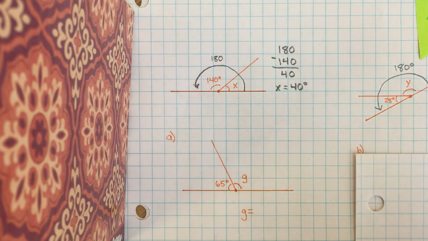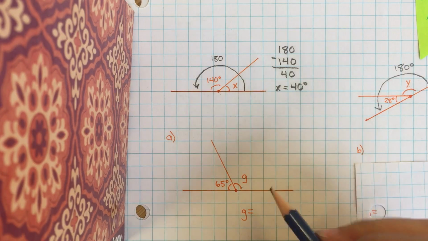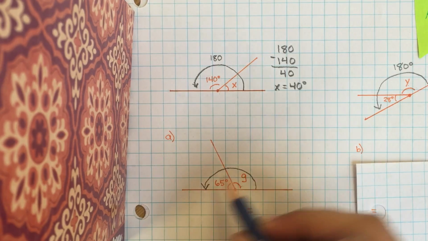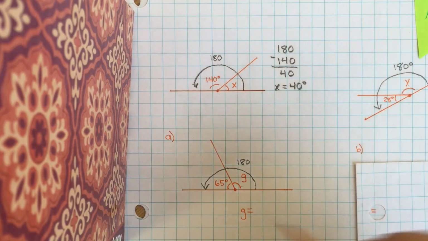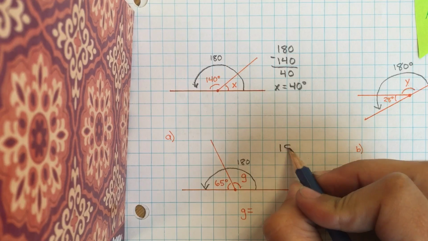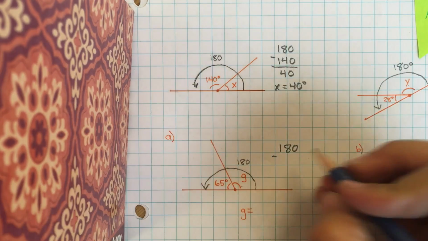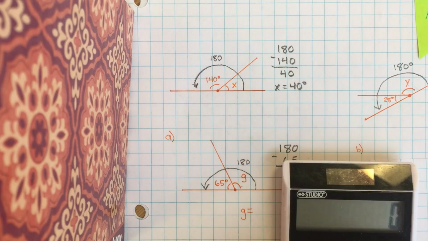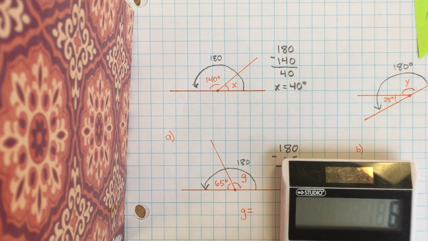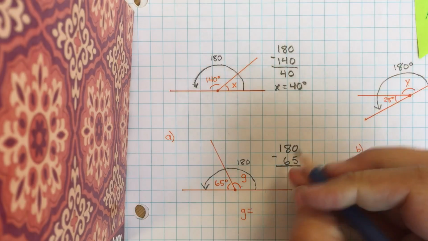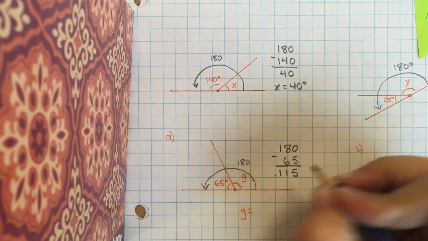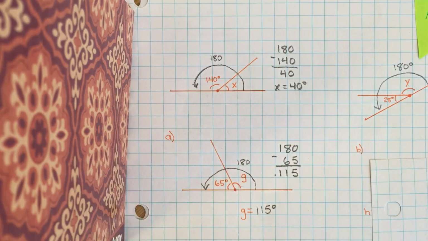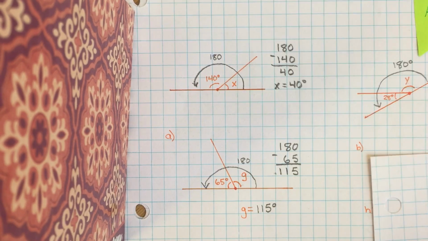Okay, hopefully you've been able to solve the problem on your own. Let's try it together. We see that this here is a straight angle. This would be 180 degrees. So to find the value of G, we're going to start with the total, subtract what we know. We can use our calculator if that helps us. 115. So that tells us that G is 115 degrees. Let's take a look at another problem.